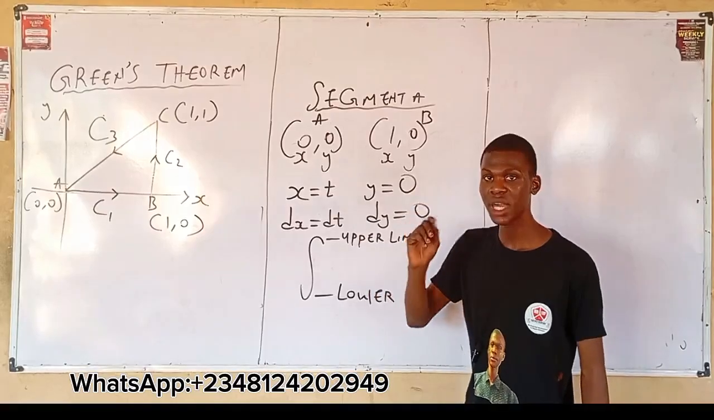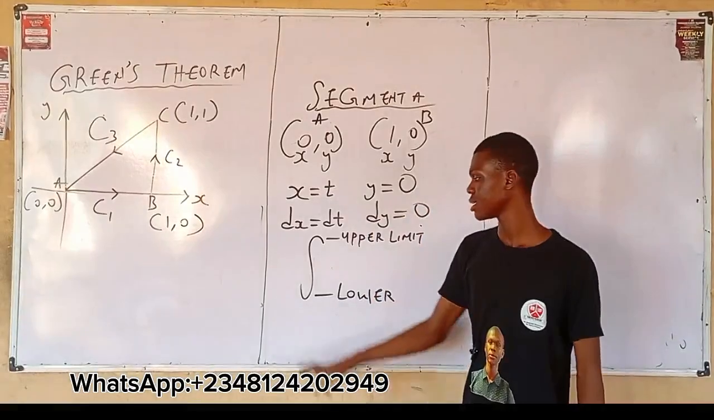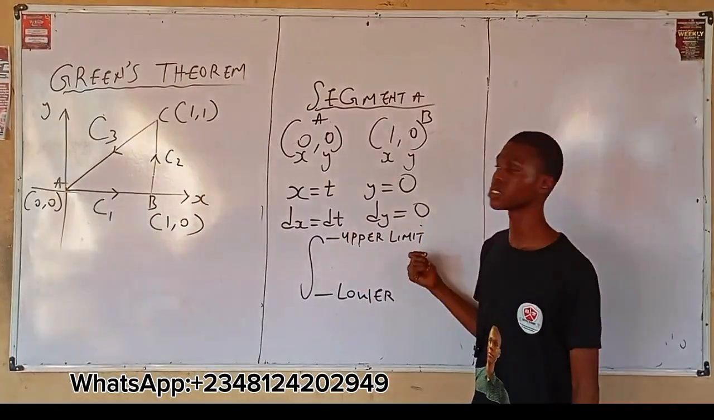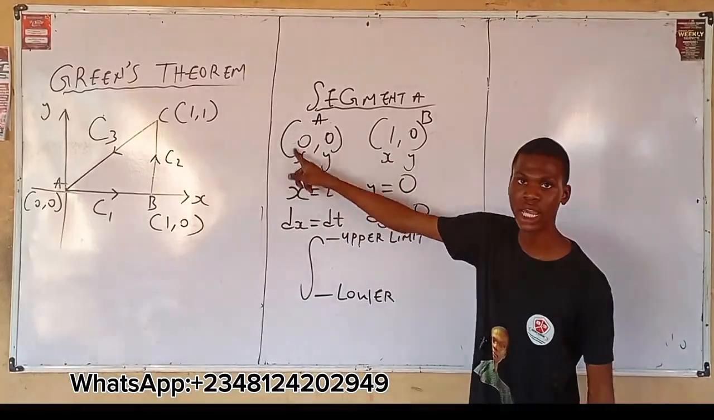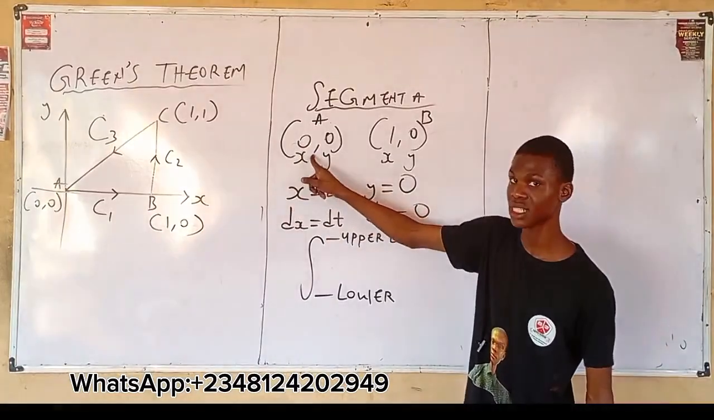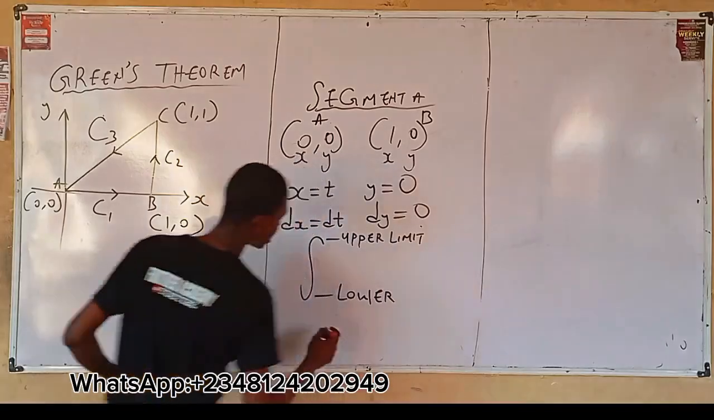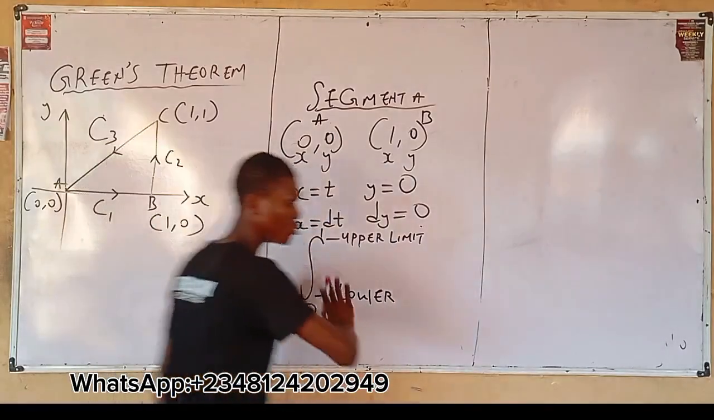But the main idea behind this is that when you are starting, you take the lower limit, then when you are ending, you take the upper limit. So meaning, if x is not changing, when x is starting, it's starting from 0. When it is ending, it's 1. Meaning my lower limit is 0, and my upper limit is 1. Just like the way we've done previously.